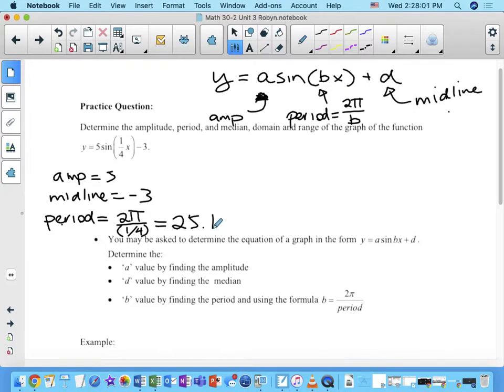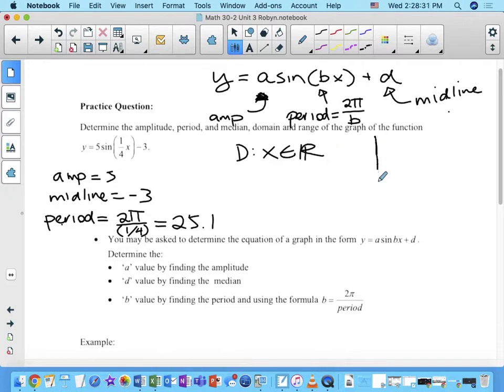Domain. Now think about what this looks like. This is a wave. Does it ever stop going left? No. Does it ever stop going right? No. Okay, what's the domain? Yeah, x is an element of the reals. Okay, now for the range, you really have to imagine the midline and the amplitude. Okay, the middle of the graph is at -3.